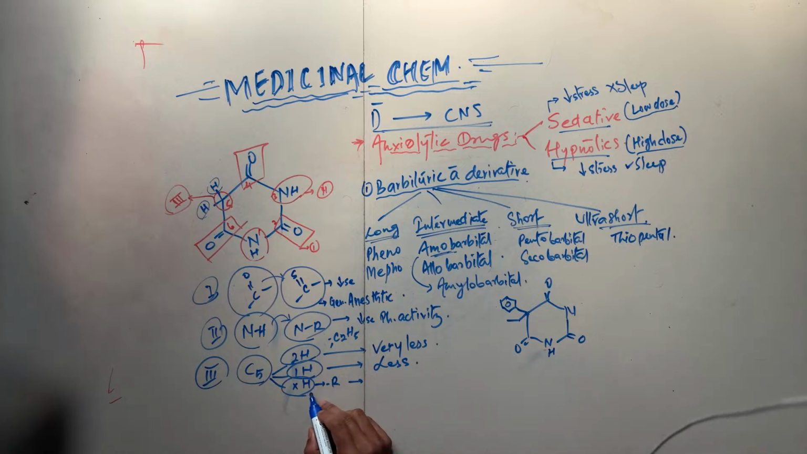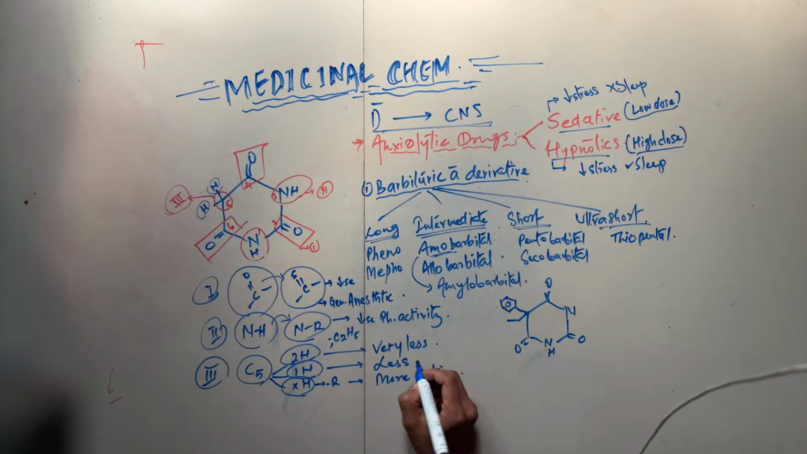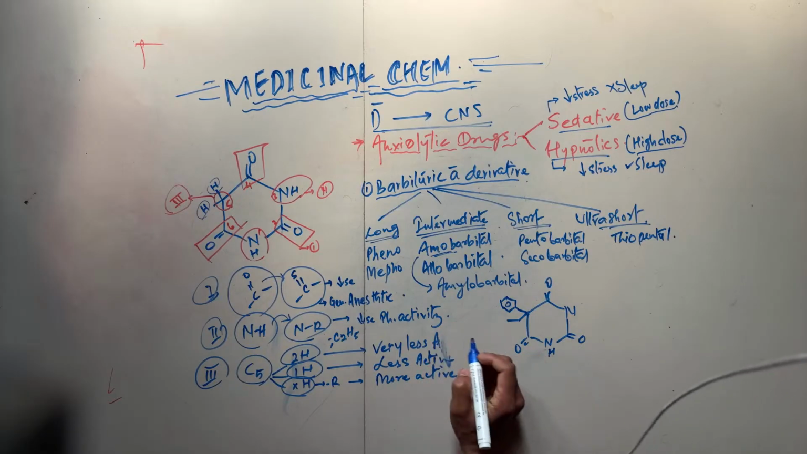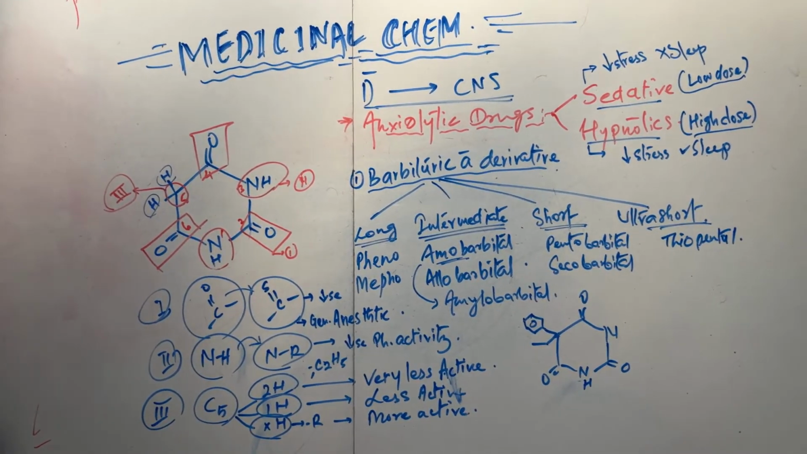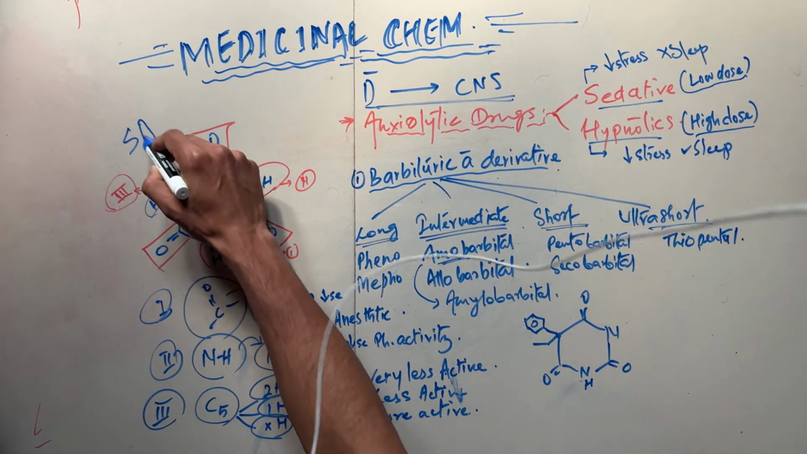So if at fifth position these hydrogens are substituted with any alkyl group, then activity will be more, it is called more active. It is less active, and that is very less active. Okay? Up to this it is clear or not? Tell me, up to this it is clear or not? Okay. Now we will see each and every individual structure. So this you can write as SAR.